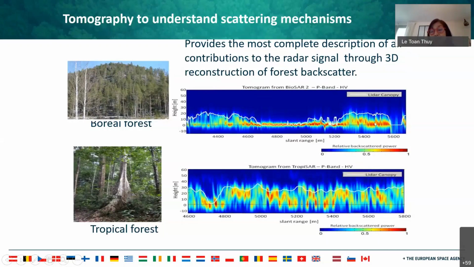We make a transect. And here is the P-band in tropical forest. And you can see that it's different. Here you have the backscatter dominant at the crown level, except here a bit; most of the time it is dominated by the crown level. And here in the tropical forest, you have a different height. The backscatter comes from the different heights of the canopy, and so we understand more.